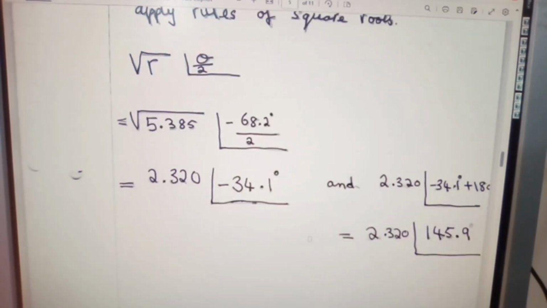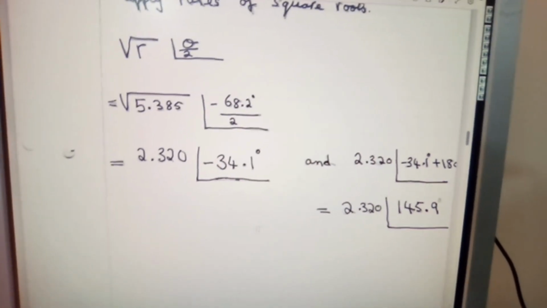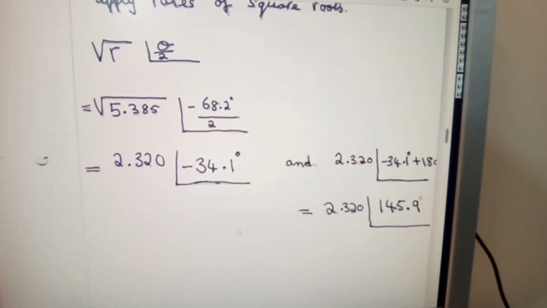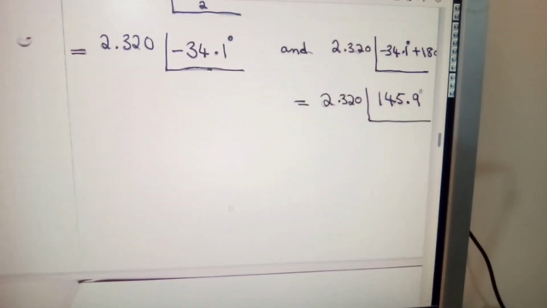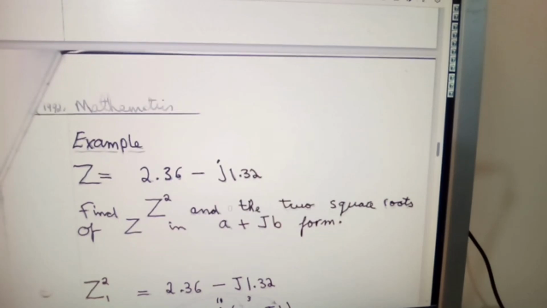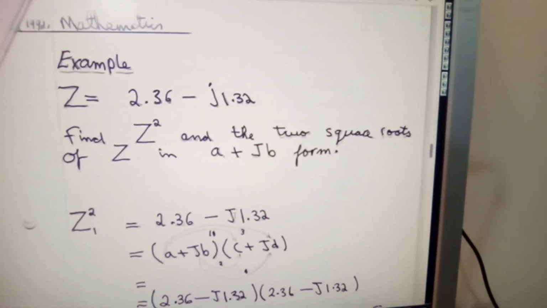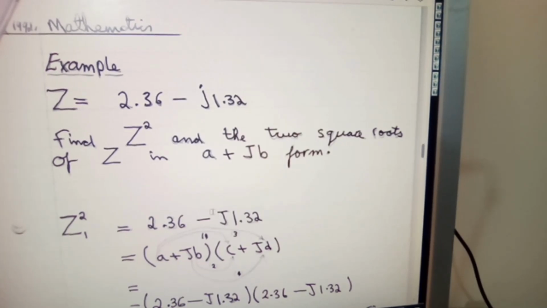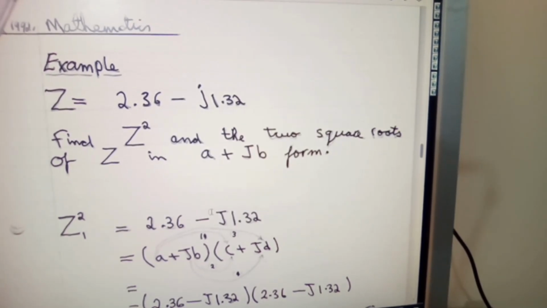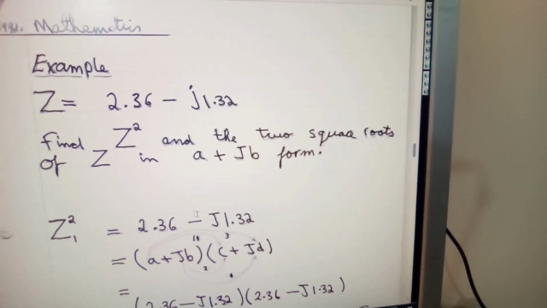Now, I'm not going to go through this because you have got to find your own method of sorting it out and bring it into play in regards to polar and Cartesian. Okay, I mean, these mathematical formulas that have been developed over time, it's amazing. And again, here we have another example, okay? Z equals 2.36 minus j1.32. Find z squared and the two square roots of z in a plus jb form.